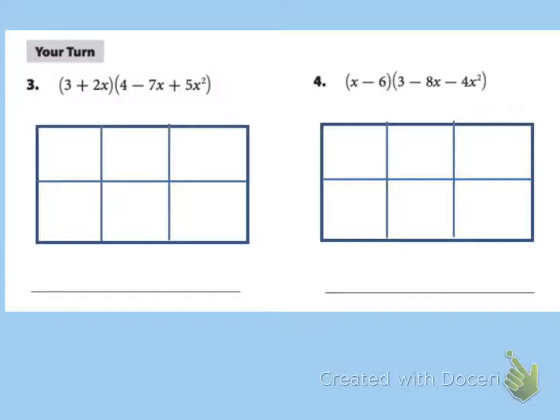standard form. So for instance with number 3, to start this off, I made a 2 by 3 box, but again you could do a 3 row and 2 column box. This is how I usually do it. I would put 2x here and 3 here. So I'd reverse these so that it's in standard form. And then put the 5x squared here, then negative 7x, because the negative's with the 7x, right? And then the 4 here.